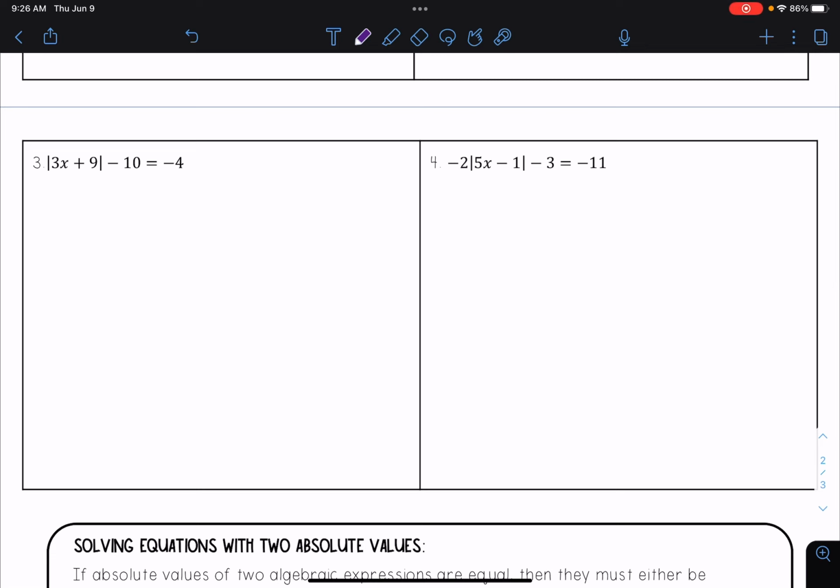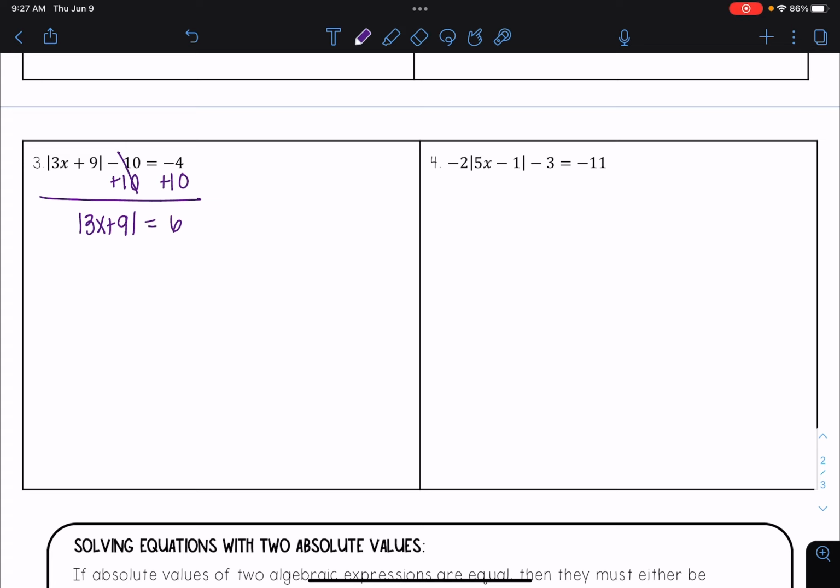Okay, looking at number 3, I have the absolute value of 3x plus 9 minus 10 is equal to negative 4. So here my absolute value is not isolated, there's this minus 10. So I need to first get my absolute value by itself. So I'm going to add 10 to both sides. And so I have the absolute value of 3x plus 9 is equal to 6. Here I see that it's equal to a positive number, so I'm good to go.